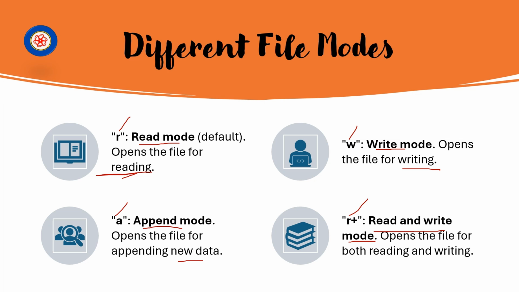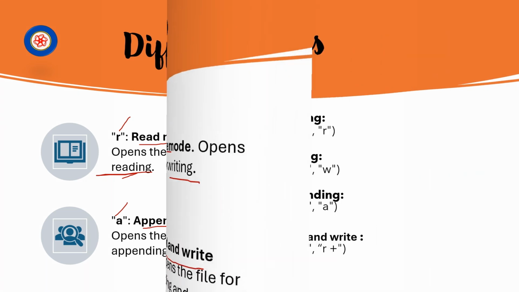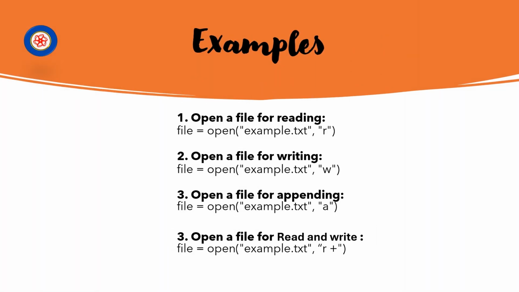Let's see examples for each of the different file modes which we discussed. This is an example of opening a file for reading. Here example.txt represents the file to be opened and R represents the mode specifying that the file is opened for reading. And here are the other examples of opening a file for writing, appending, read and write. Now that we know the modes, let's explore how to actually read content from a file.